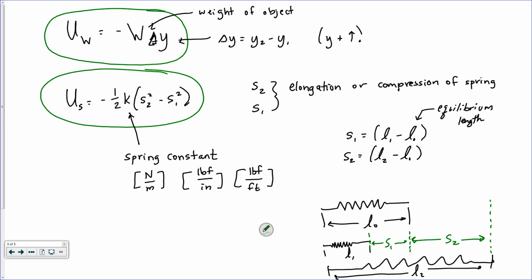Okay? Once you understand that, then you can memorize these equations that are up here in the upper left-hand corner. The work of the weight is equal to negative W times delta Y. Delta Y is just Y2 minus Y1. The work of the spring is equal to negative 1/2 K times the quantity S2 squared minus S1 squared. You can memorize those. Those do not change.